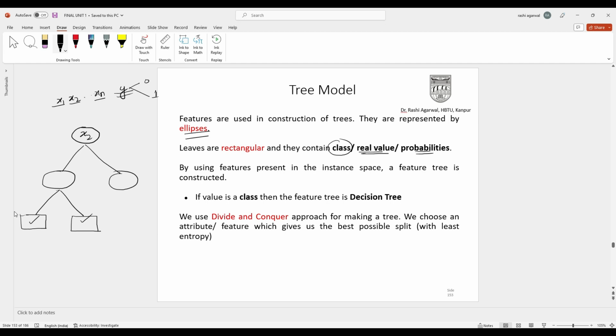By using features present in the instance space, a feature tree is constructed. So I will use all these features and try to construct a tree here. If finally I have a class here, then this feature tree is known as a decision tree. And this is a typical divide and conquer approach which we have studied in our algorithm section also.